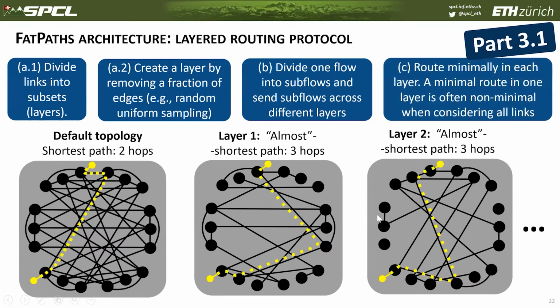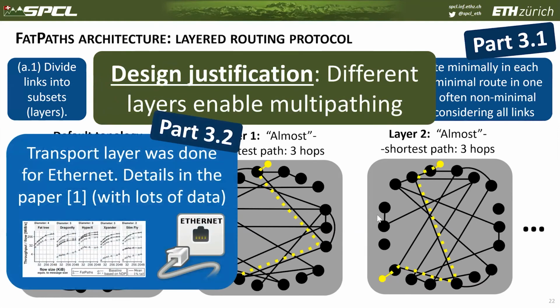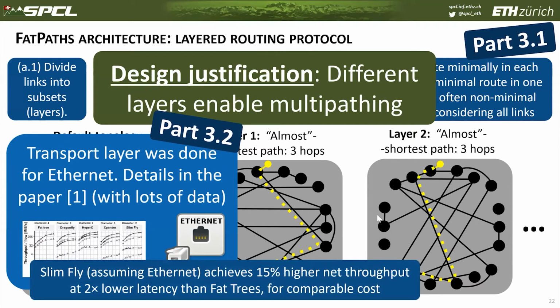It works pretty well. These different layers enable multipathing, and we implemented this and developed it together with the transport protocols for Ethernet. Details are in the SC paper with lots of data and evaluation; I'm going to skip that here because we don't have time. What is important is that SlimFly, assuming Ethernet, achieves higher net throughput at much lower latency than comparable cost factories that are built using the same amount of money.